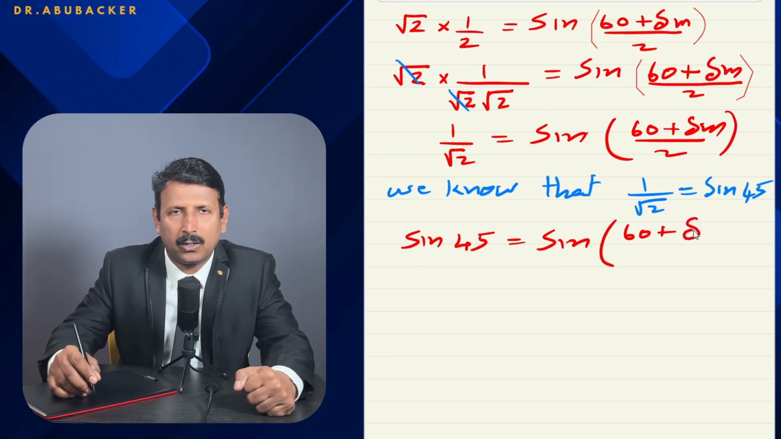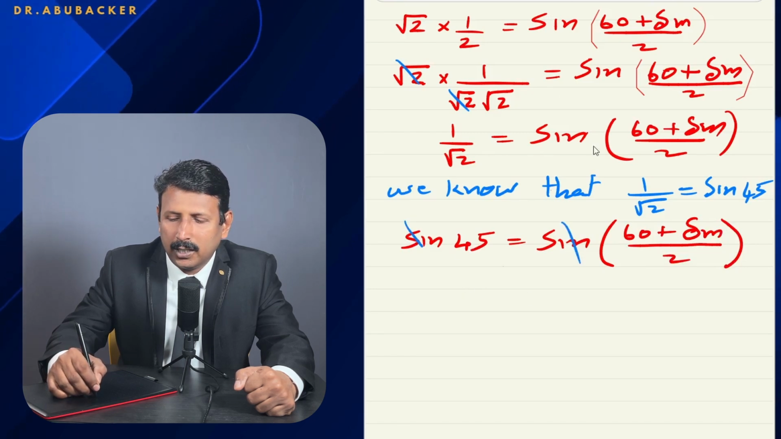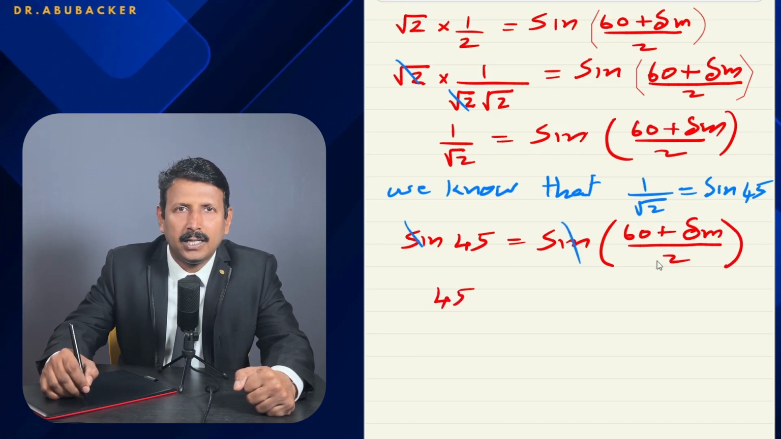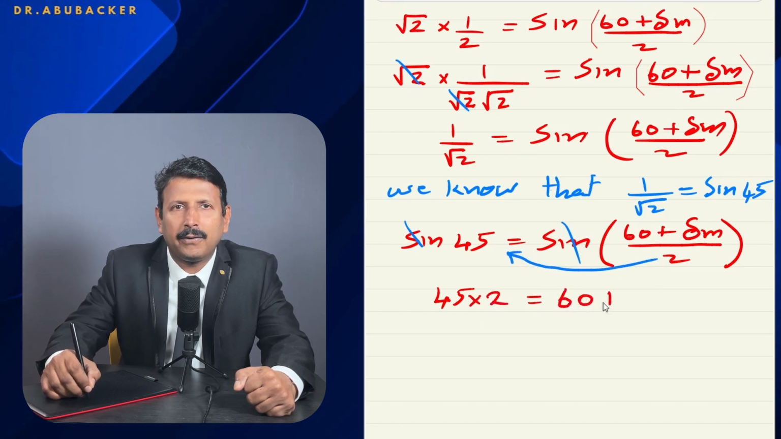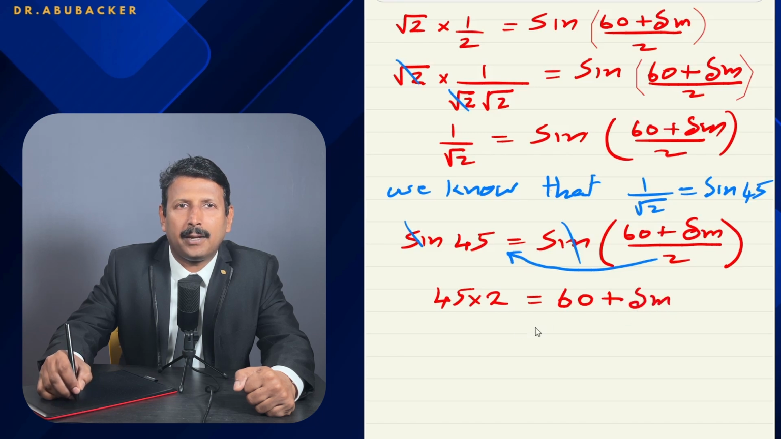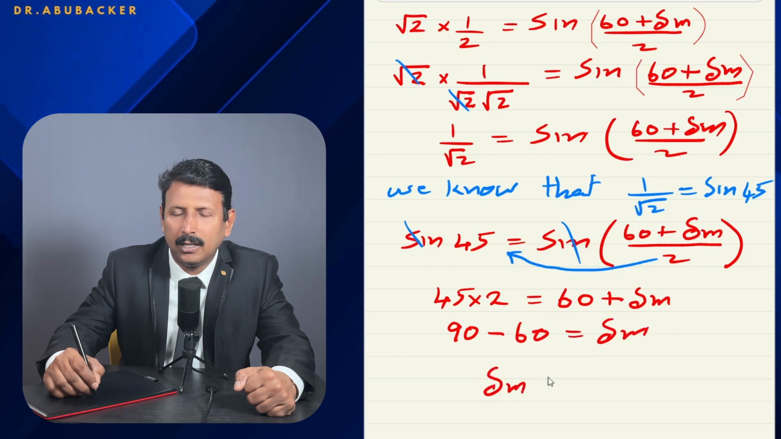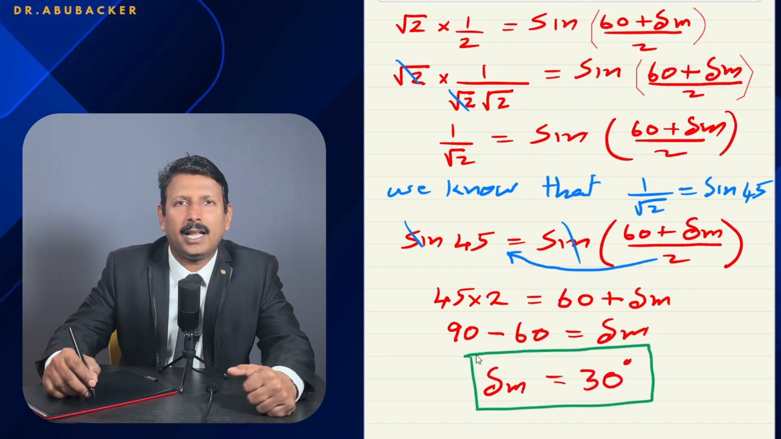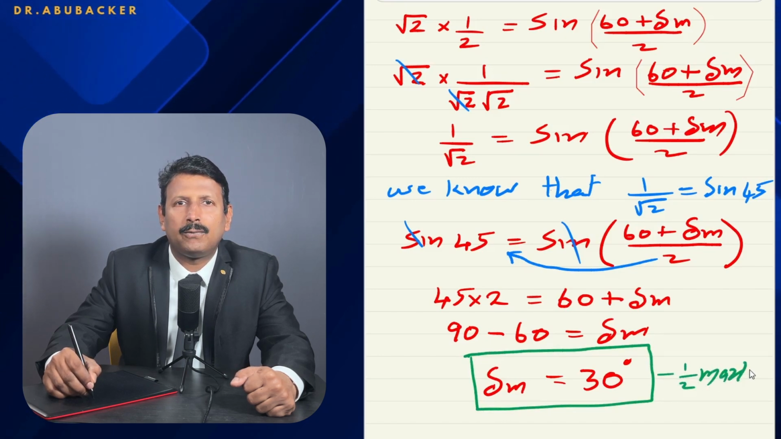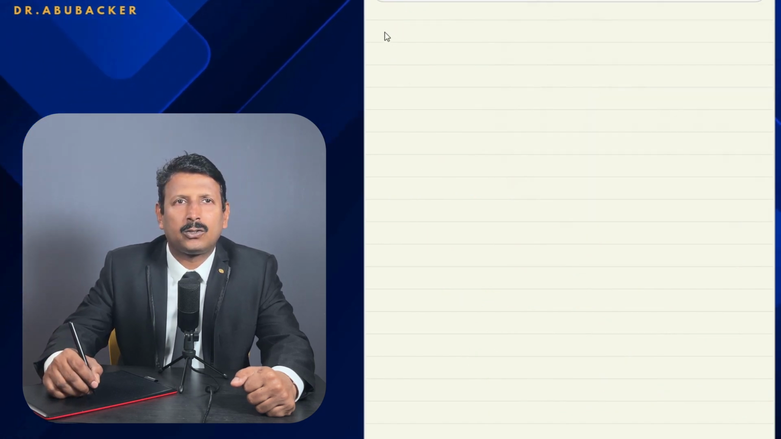Why did we write this format? Because we can now cancel the sine from both sides. So 45 is equal to (60 plus delta m) by 2. Cross multiplying, 45 into 2 is equal to 60 plus delta m. 45 into 2 is 90, so transposing 60 to the left side, 90 minus 60 is 30. So delta m is equal to 30. This is the final answer here. Now you see the mark distribution: for this part you will get half mark. Overall, I hope this question is easy.